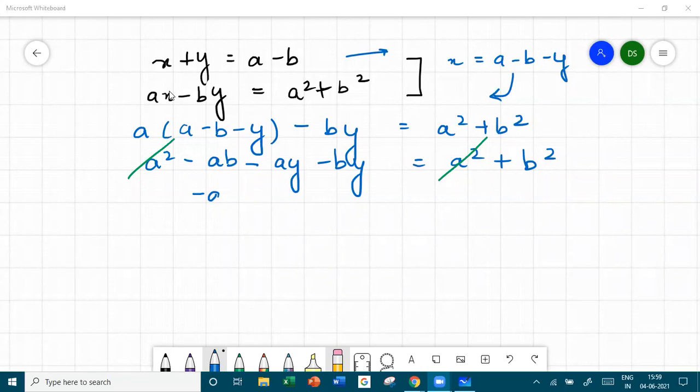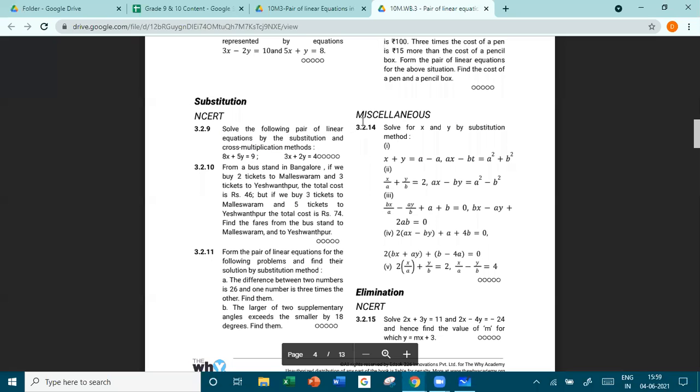Ma'am, for which one? We are doing this question, Puneet. 3.2.14, the first one. I'll write it here.